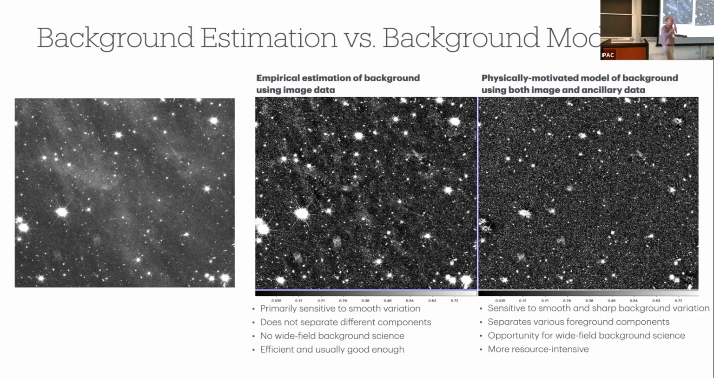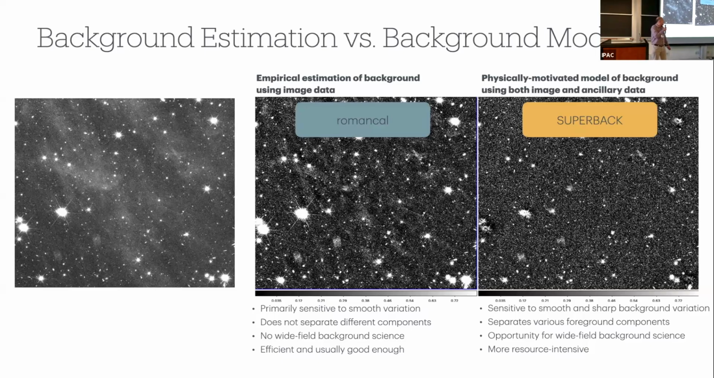That being said, this approach of empirical estimation is much more efficient and usually good enough. And so I'm not saying that we need to completely redo the pipeline to get our science, but I would say that doing some physically motivated modeling of the backgrounds that we see can enable a lot of really interesting science.